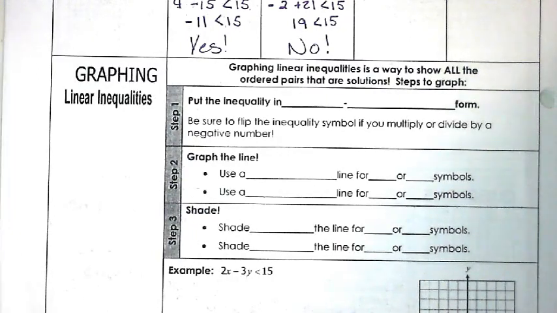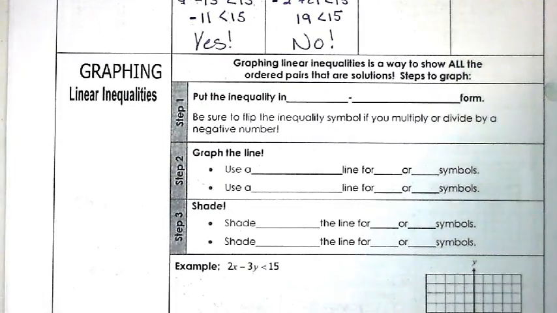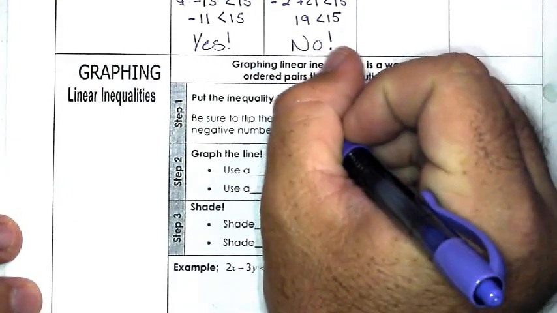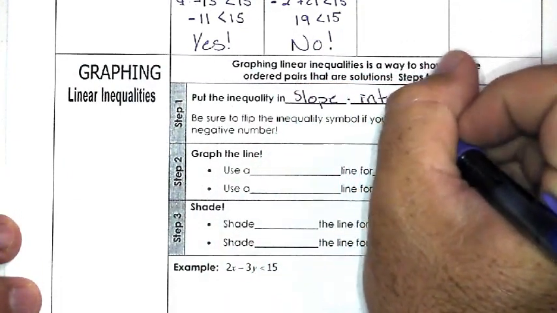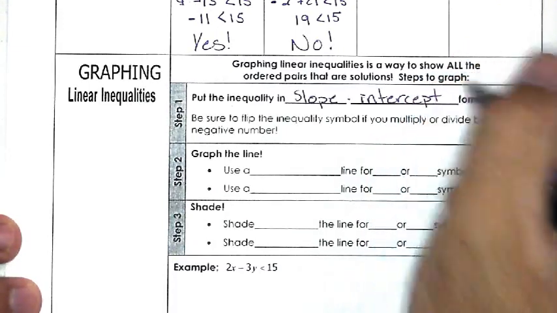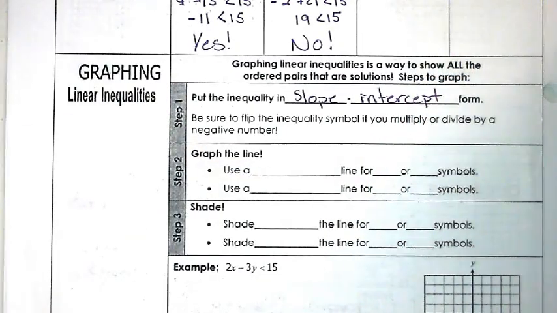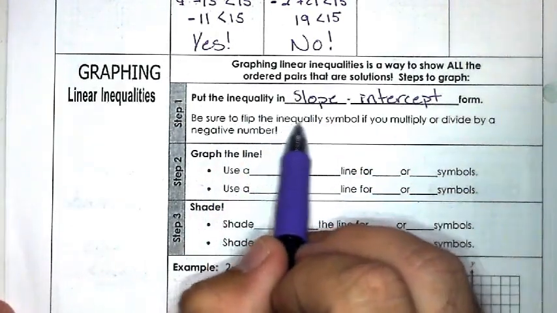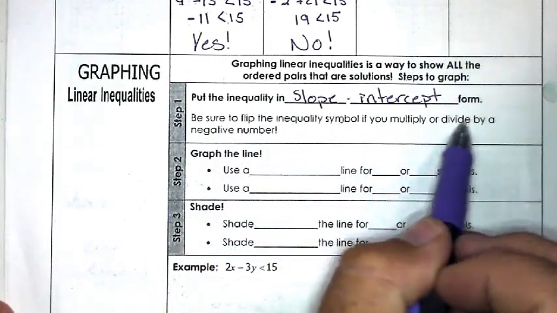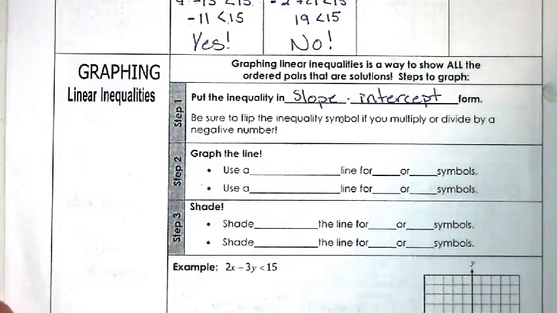Okay, first and most important step, make sure your equation is in slope-intercept form. And this is just a little reminder, be sure to flip the inequality symbol if you multiply or divide by a negative number.